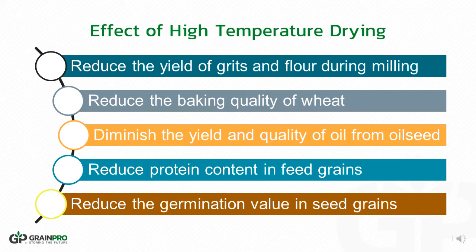High temperature drying reduces the yield of grits and flour during milling. It reduces the baking quality of wheat and diminishes the yield and quality of oil from oilseed. High temperature drying reduces protein content in feed grains and reduces the germination value in seed grains.